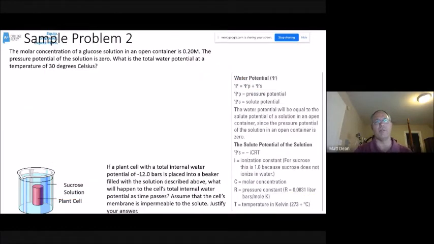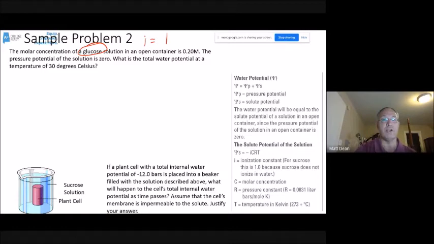So let's look at one other problem here. This one looks like a very similar problem. This time, though, the solute is glucose. Well, the name ends in -ose. Hopefully that tells you it's a sugar. And remember, when we're dealing with sugars, i equals 1 for all sugars.